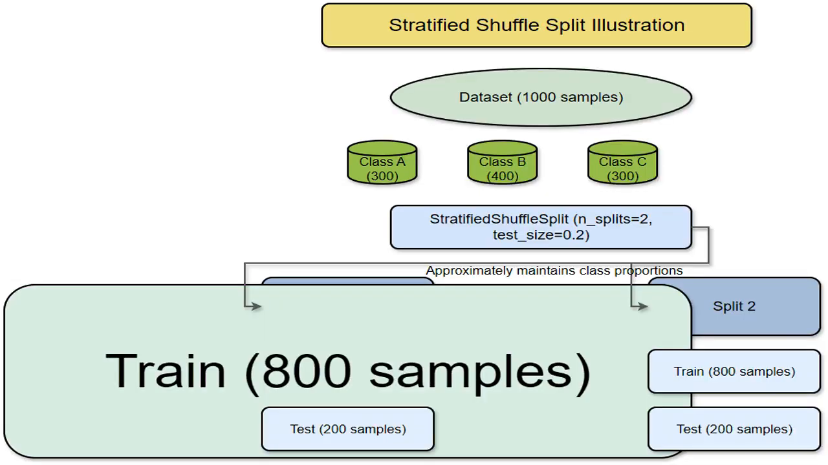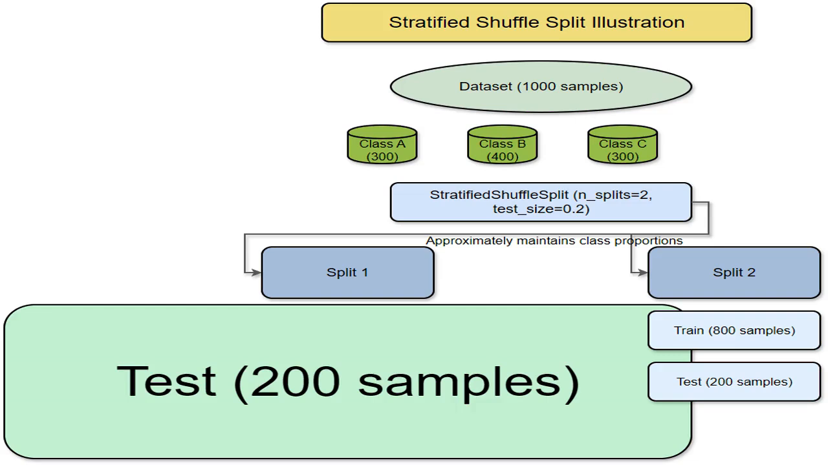In each split, 800 samples are used for training the model. This is 80% of the total dataset, 1000 samples. In each split, 200 samples are used to test the model's performance. This represents the remaining 20% of the dataset.